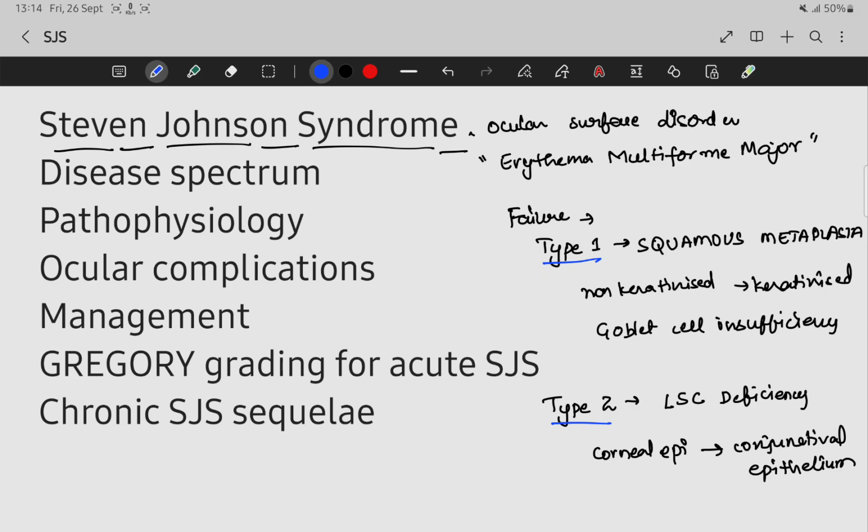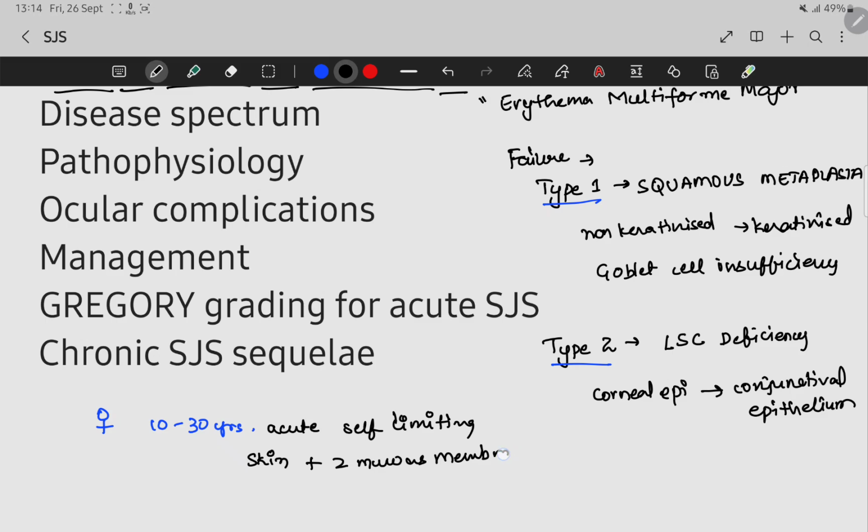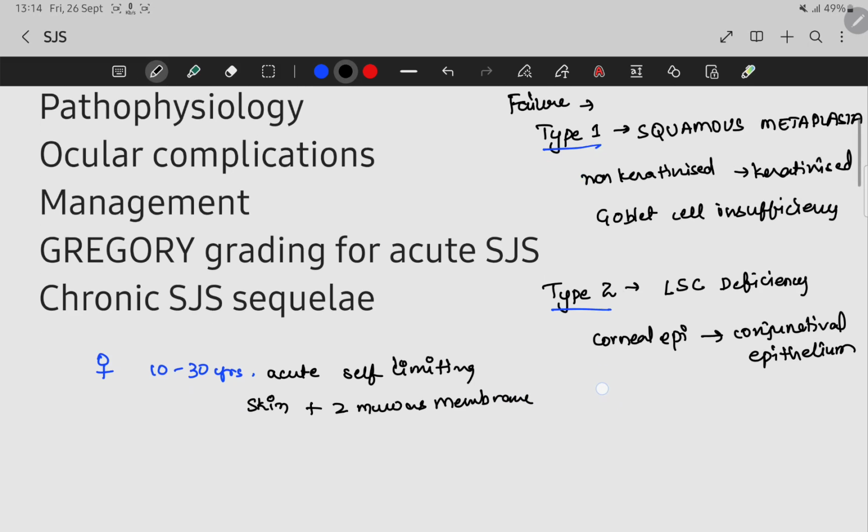So the disease spectrum: it is more common in females, 10 to 30 years of age, and it is an acute self-limiting disorder. It is a vesicular-bullous disorder affecting the skin and at least 2 mucous membranes. So it is primarily a dermatological disorder.